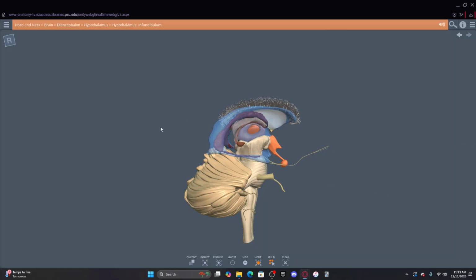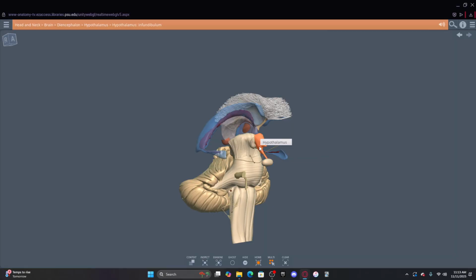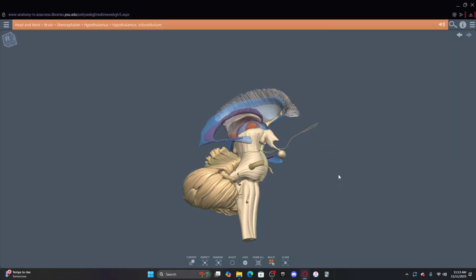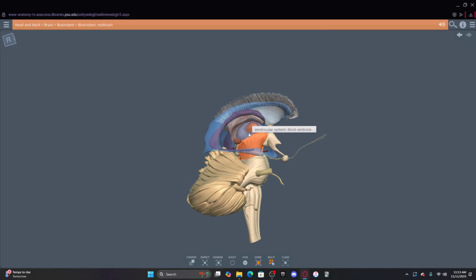And now we're going to move on to the brainstem. So the stem of the brain, we have three different structures before we move on to the spinal cord. So we have the midbrain, right? The midbrain is not a part of the diencephalon. It would be just inferior to the diencephalon.